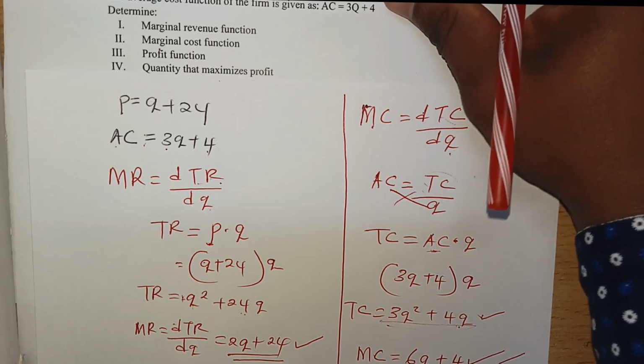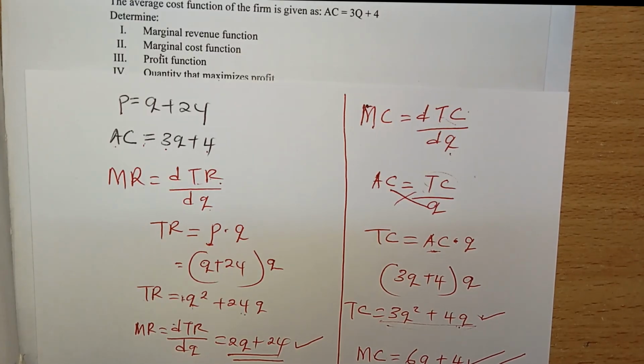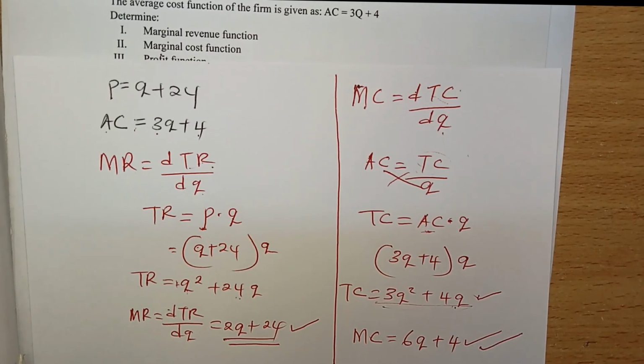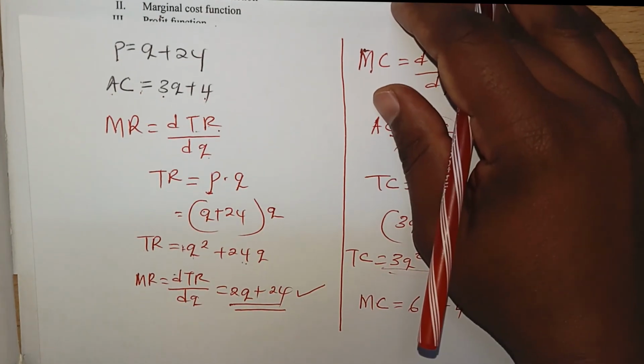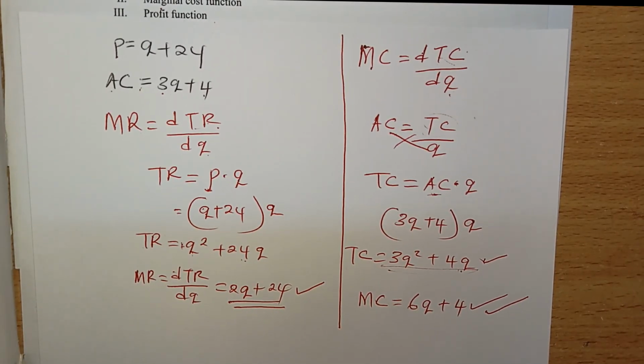Let us now proceed to part 3 of that question. It says we determine the profit function. So in this case, our profit function, or profit, is obtained.